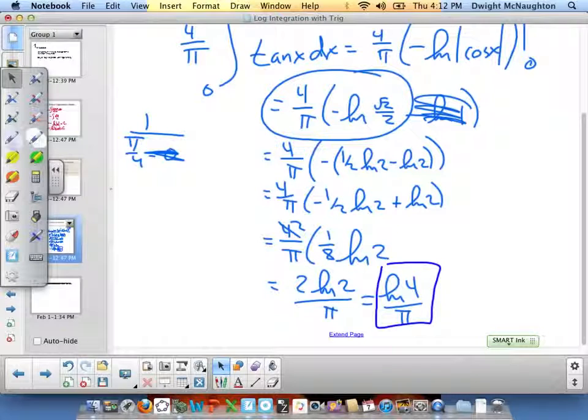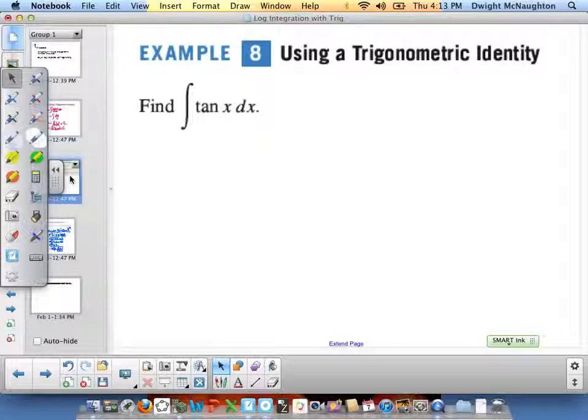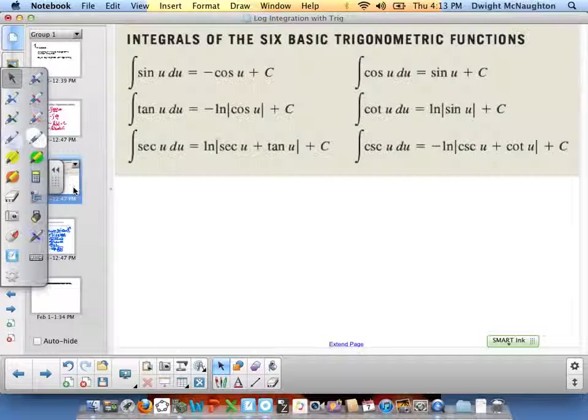All right? So the key for today: know the trig antiderivatives. They're right here, or right here. The antiderivative of sine is negative cosine. The antiderivative of cosine is sine, and you can read through them. Tangent is negative natural log of cosine. Cotangent is natural log of sine. Secant and cosecant will be the tough ones to memorize. You definitely want to put your focus more on them.